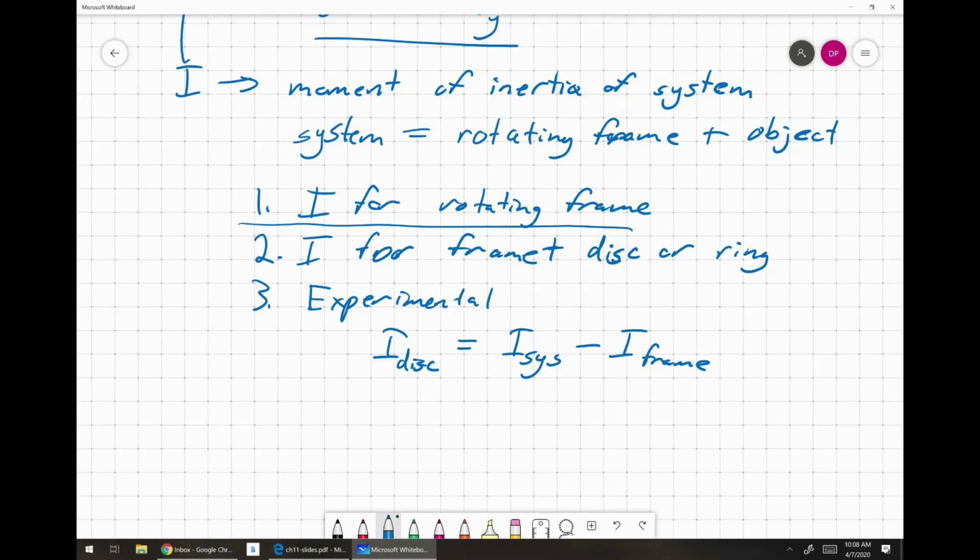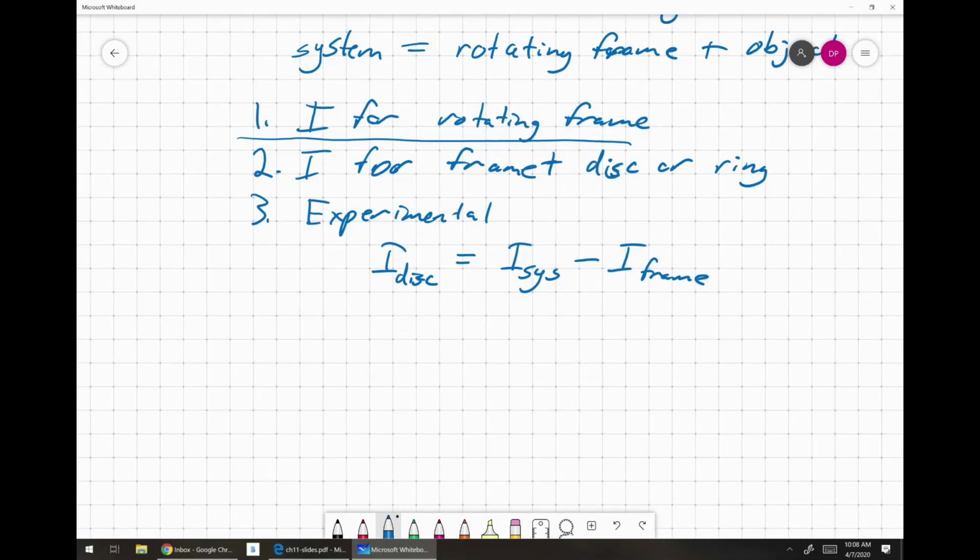Okay, so also given in the lab manual, there is a table which gives us the theoretical formulas for different objects. So we have I disk equal 1/2 mr squared, and in the Canvas page for this, you should be given all this information, the mass and the radius.